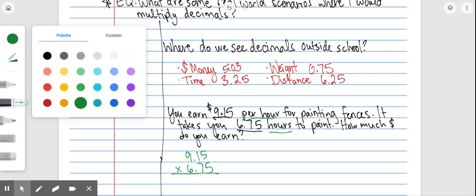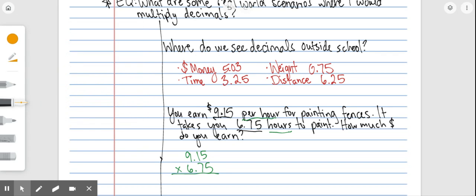So the first thing we're going to do is estimate. And remember, estimation is super important because it gives us a clear idea of what our answer should kind of look like. So 9 and 15 hundredths is really close to 9. And 6 and 75 hundredths is closer to 7. So 9 times 7 is 63. So my answer should be around $63. Maybe a little more, maybe a little less, but I shouldn't have hundreds of dollars. I shouldn't have just $1. It should be around 63.